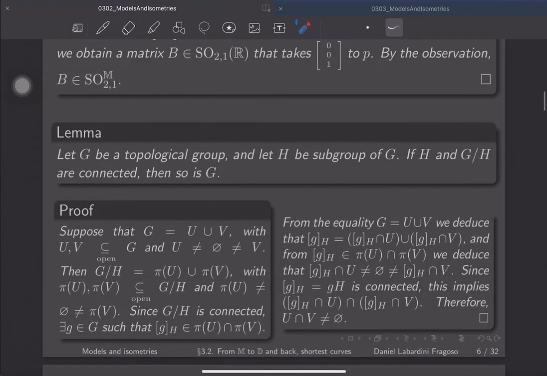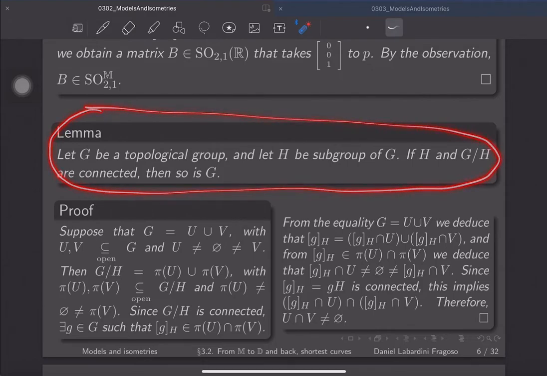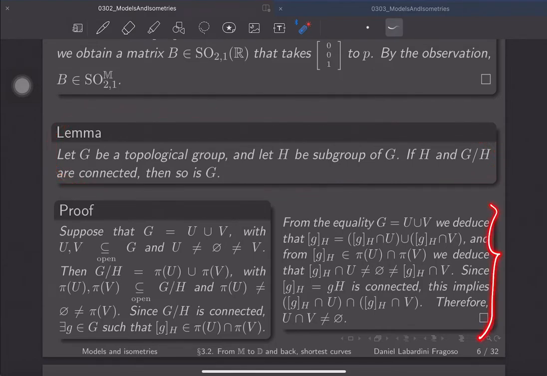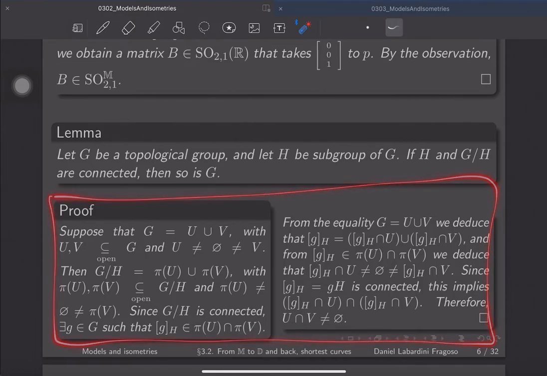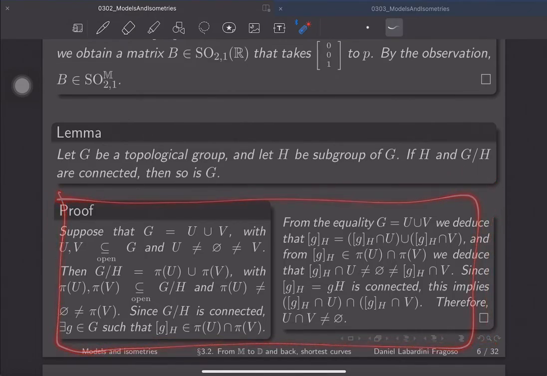Okay, a lemma from topology. I skipped the proof, but for completeness it's in the notes. It's, I would say, a more or less standard proof. If I have a topological group G and a subgroup H which is connected, with the property that the set of left cosets is also connected, then G is connected. I'm not assuming that H is normal, so I'm not assuming that this has a group structure, which is why I say the set of left cosets of H.